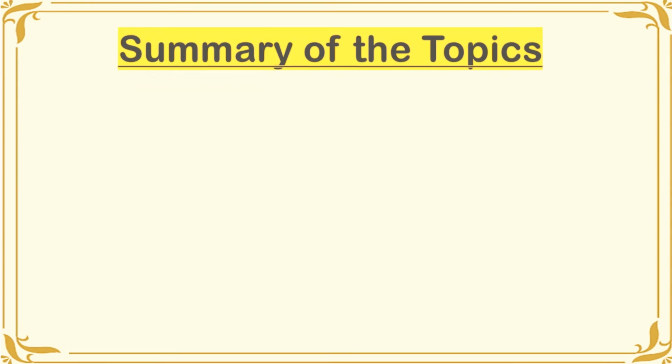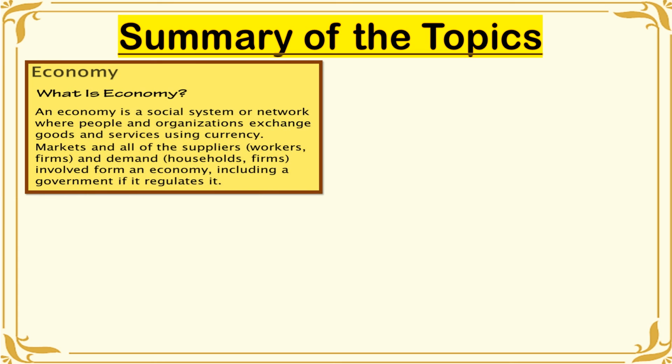Last, let us summarize the topics that we had today. The first one is, we studied about the economy. We all know that an economy is a social system or network where people and organizations exchange goods and services using currency or money. Markets and all of the suppliers, like workers and firms, and demand, like households or firms, form an economy, including a government if it regulates it.